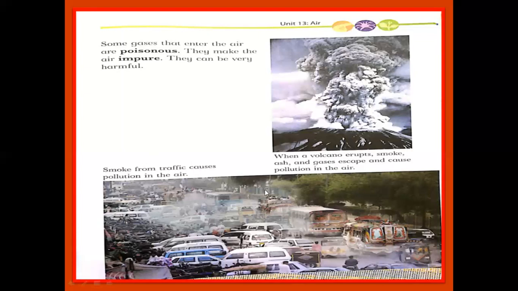causes pollution in the air. You can see in this picture: here it is clear, here is also clear, but here you can see a fog-like picture. This is the smoke of the traffic, and when this smoke goes into the air, it can cause pollution. That air is not good for us.